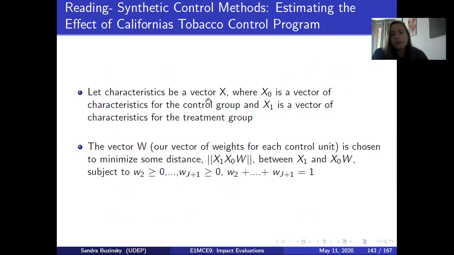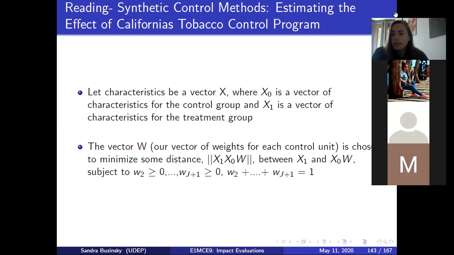So let characteristics be a vector X. Our X's are our predictor values. So X0 is a vector of characteristics for the control group, and X1 is a vector of characteristics for the treatment group. Okay, you guys need to hang with me because my LaTeX is really bad here. I'm missing all of my characters, so I'll have to go back and fix that. So X0 is the vector of predictor values for our control group, and X1 is the predictor values for our treatment group.